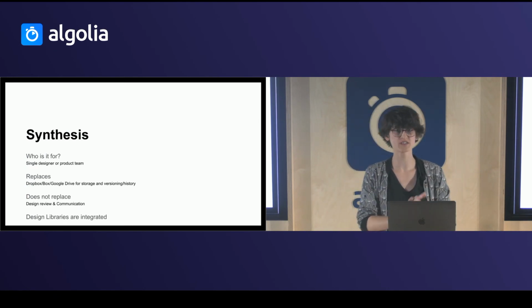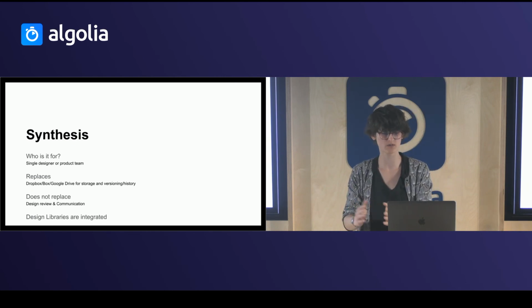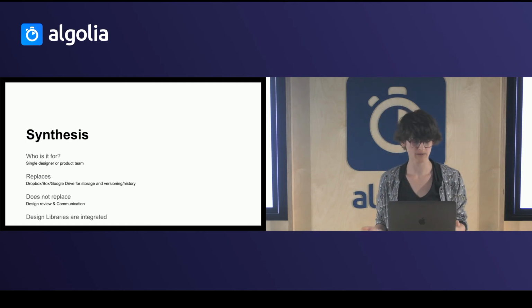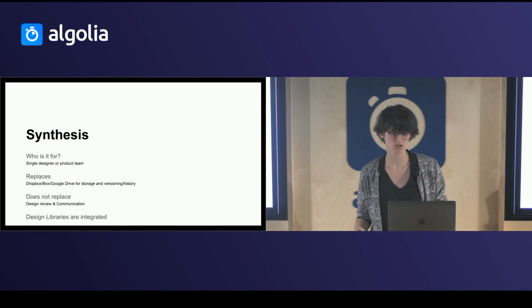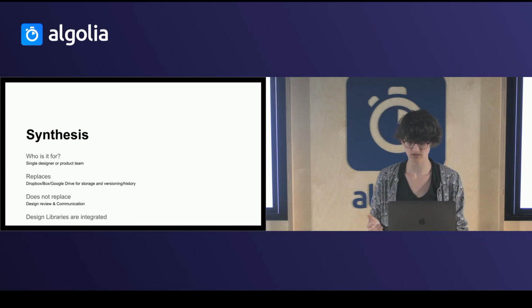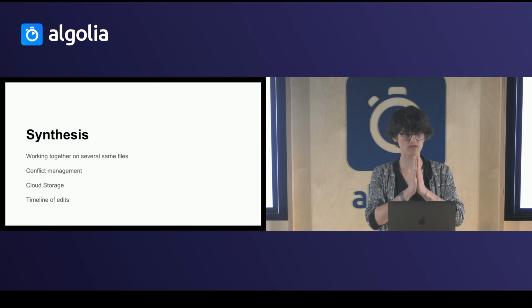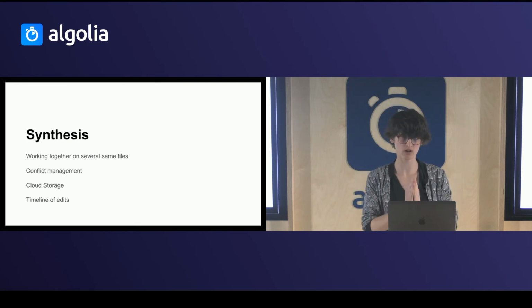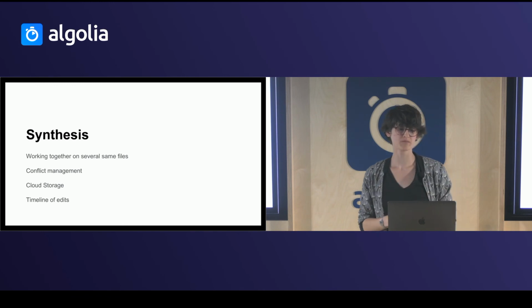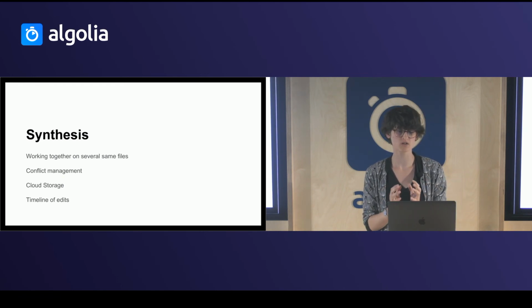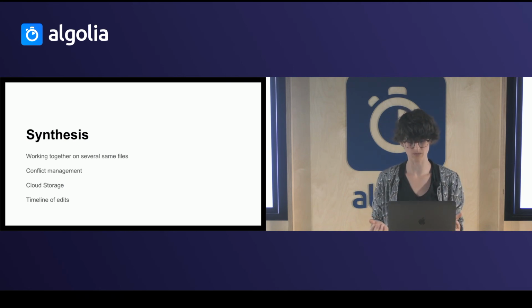Abstract, who is it for? Single designers, product teams, or product designer teams. Abstract replaces Dropbox, Box, and Google Drive for storage and versioning history, but doesn't replace design review and communication across the team. And design libraries are integrated. Wonderful. It's pretty cool to work together on the same files, and to be several designers on the same project. Manage conflicts of artboards, symbols, and other components easily. Have a single cloud storage for all projects, and a timeline of edits, a history of your changes across time.